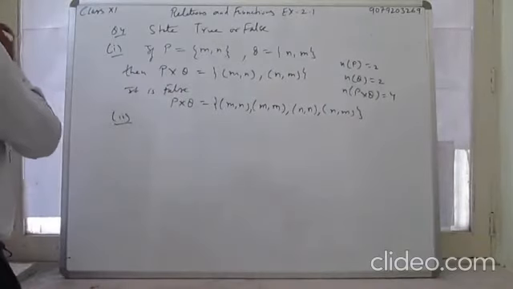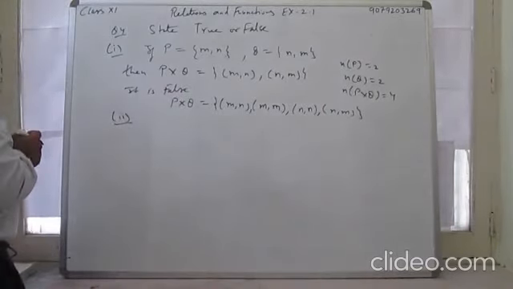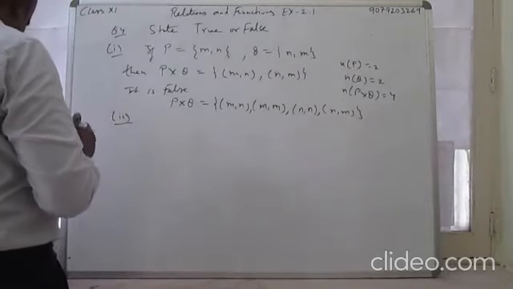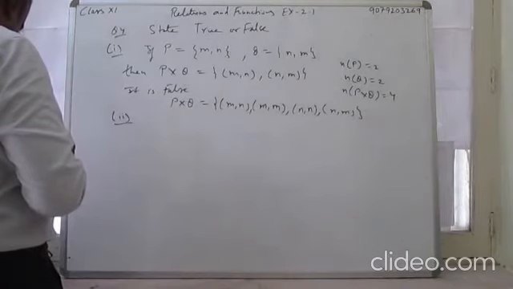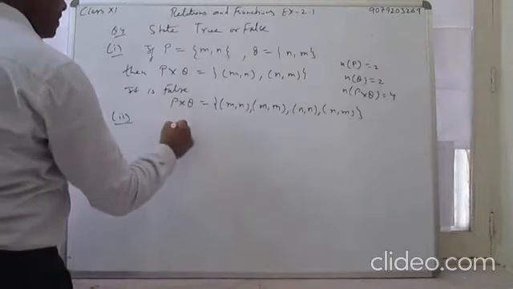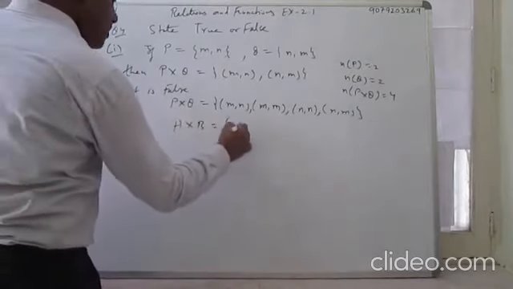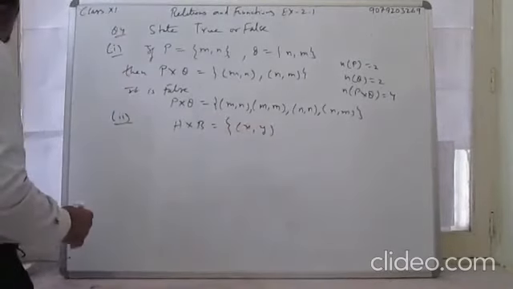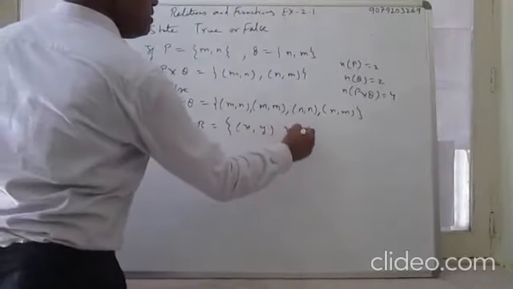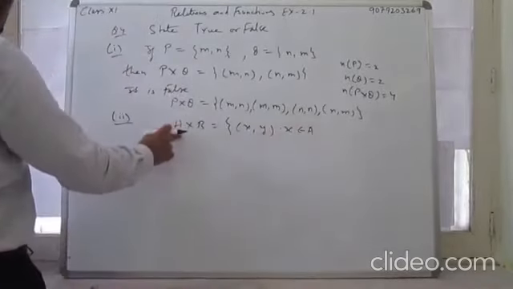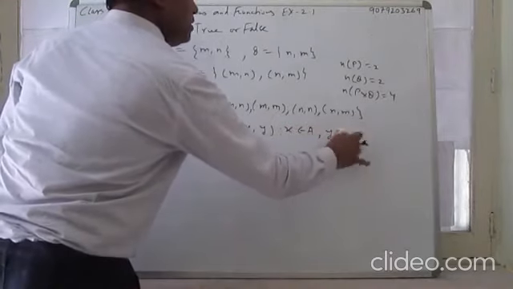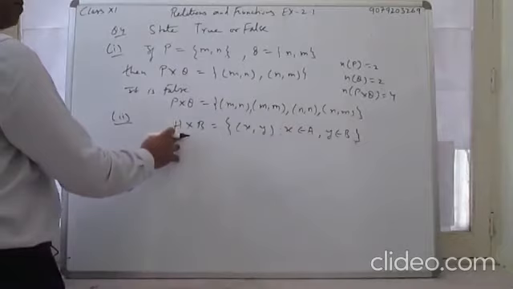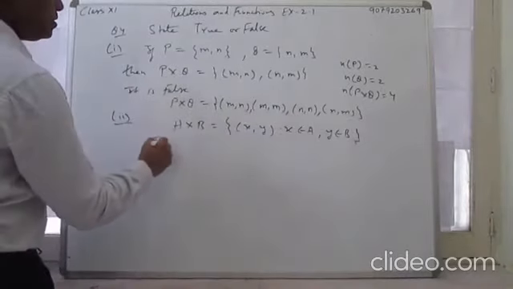Now I will take the second part. If A and B are non-empty sets, then A cross B is a non-empty set of ordered pairs (x, y) such that x belongs to A and y belongs to B. A cross B is given to you as ordered pairs (x, y), such that x belongs to A and y belongs to B. So what does the first element represent? A. And the second? Y. So it is true.